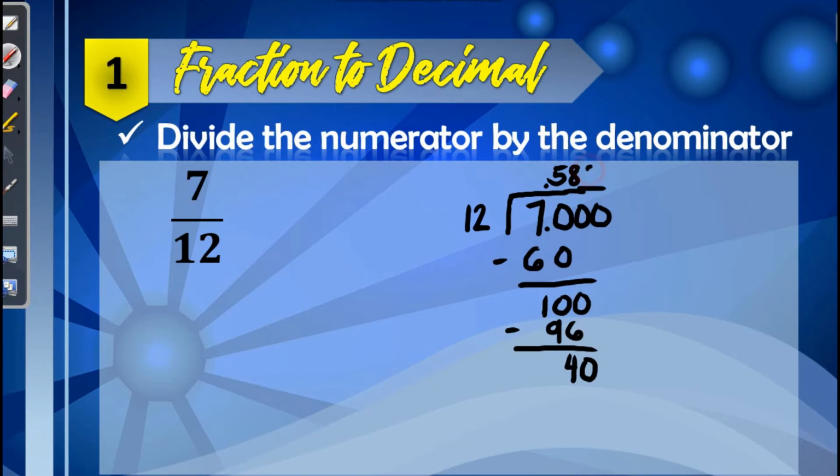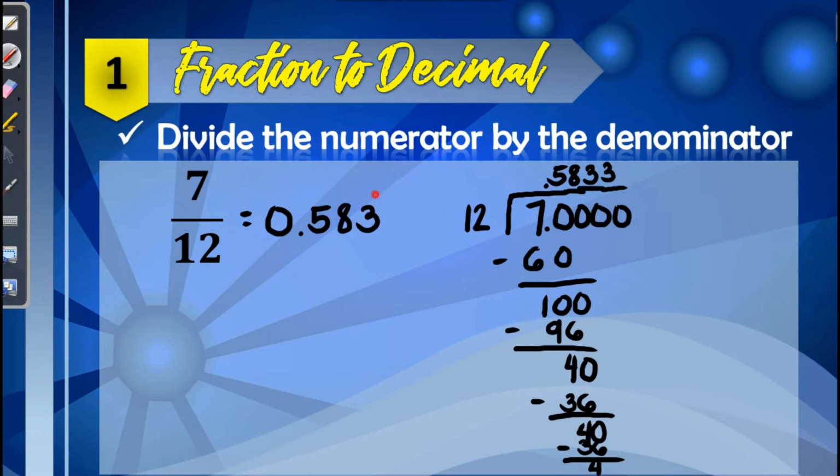40 divided by 12 gives us 3. 3 times 12 is equal to 36. Subtract, we'll get 4. Since we cannot divide 4 by 12, we need to add another 0. Bring down 0. 40 divided by 12 gives us 3. 3 times 12 is 36. Subtract, we'll have 4. Without continuing this, as we can see in our quotient, 3 is being repeated. Therefore, we can conclude that 7/12 converted to decimal is 0.583 with a bar at the top of 3 to show that 3 is repeating. So here is the value when we convert 7/12 to decimal.